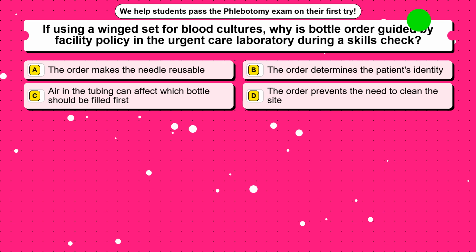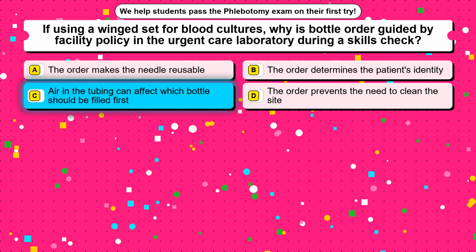Question 78. If using a winged set for blood cultures, why is bottle order guided by facility policy in the urgent care laboratory during a skills check? Option A. The order makes the needle reusable. Option B. The order determines the patient's identity. Option C. Air in the tubing can affect which bottle should be filled first. Option D. The order prevents the need to clean the site.